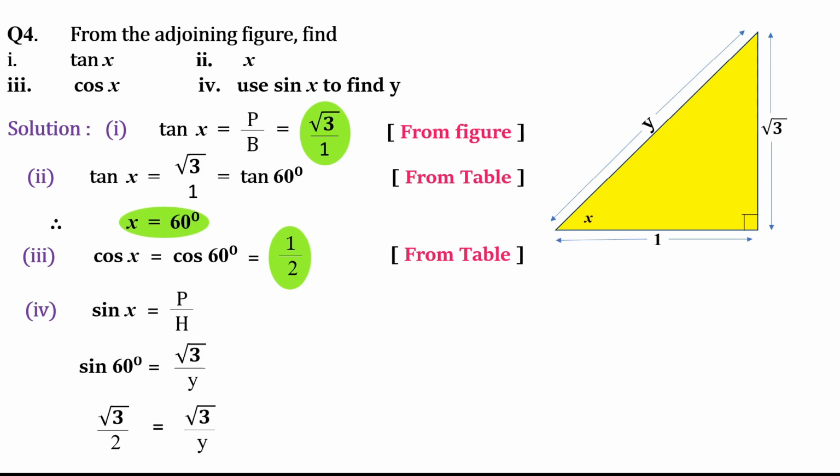In the left hand side, I have root 3 by 2. In the right hand side, what I have? Root 3 by y. And by cancellation rule, root 3 gets cancelled with root 3. And from here we come to know, after cross multiplying or by equating, y's value becomes equal to 2. So fourth part is also simplified. Use sin x to find y, and we are now having the value of y as 2.